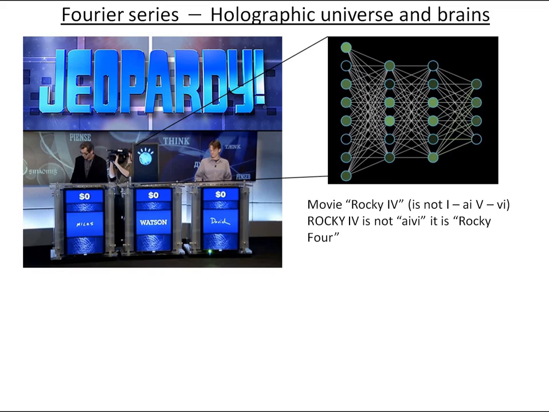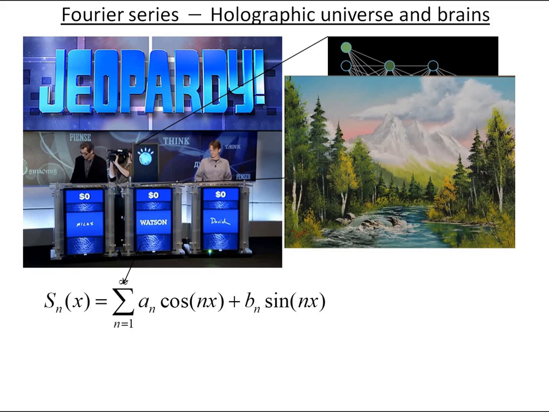Not Rocky 4, but Rocky IV. Is infinity in the Fourier series necessary, or does the brain just stop when information from the conscious or unconscious becomes aware? The answer is both. The best example: you have a Bob Ross landscape painting, and at the same time a question on Jeopardy about the name of a landscape painting.